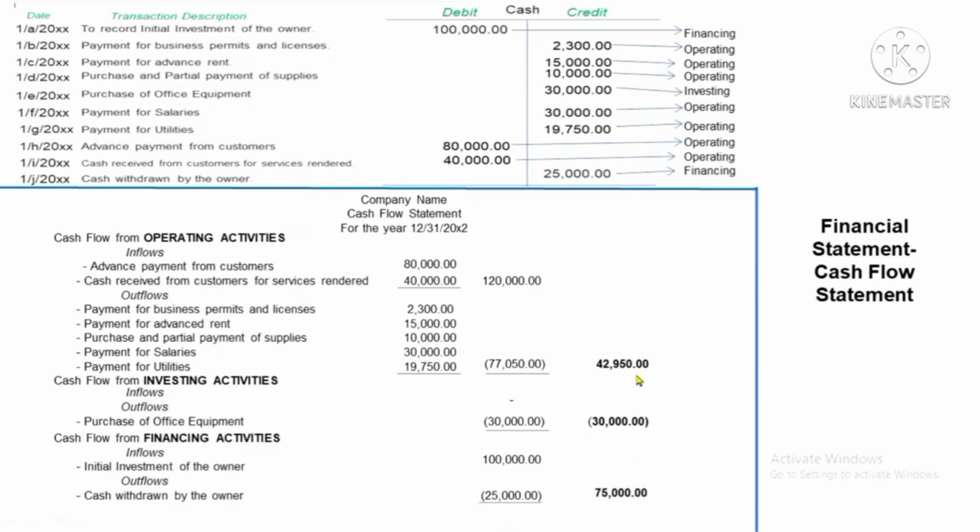So if you total this, 42,950 plus negative 30,000 plus 75,000, you will get the cash ending balance of 87,950. Actually, aside from these three, the cash balance beginning or cash from previous years should be considered also. However, in our illustrative problem, the business that we have is just starting, so the cash beginning, which is 0, is ignored. So that's how you make the cash flow statement.